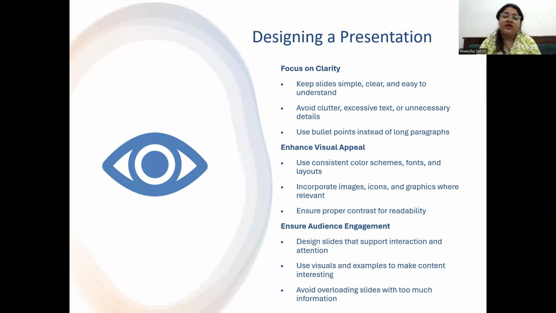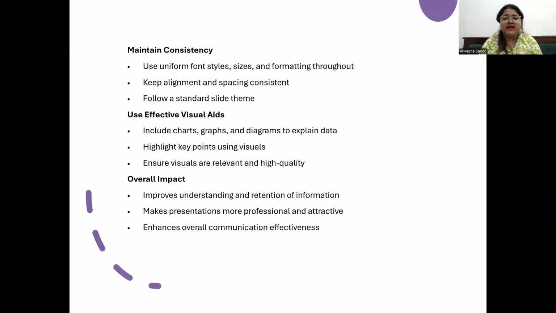Also ensure audience engagement. Design your slides in such a way that they support interaction and attention. Use some visuals and examples to make your content very interesting. Also avoid overloading slides with too much information in each and every slide of yours. So I hope you are understanding how to prepare your presentation.